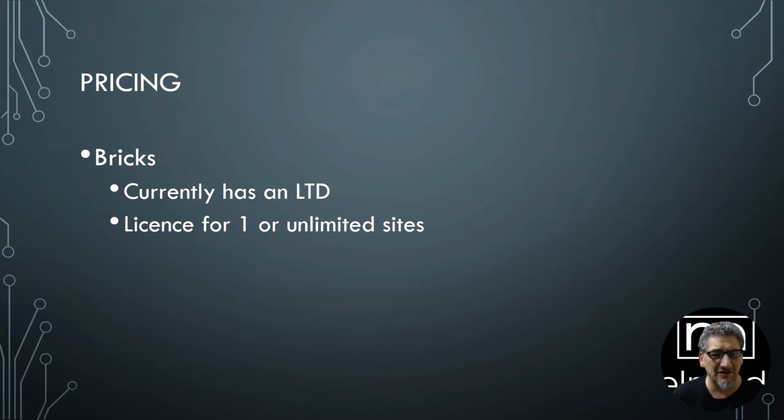So for the pricing, Bricks currently has an LTD, lifetime deal. So if you buy Bricks right now, you will buy it for a specific price and you pay once, that's all. Also, Bricks comes with two choices: a license for one website or unlimited websites. By the way, just to make it clear, when it was released, it was 1,000 websites, but they changed that later to unlimited websites. And those, of course, who already bought it have unlimited websites as well.